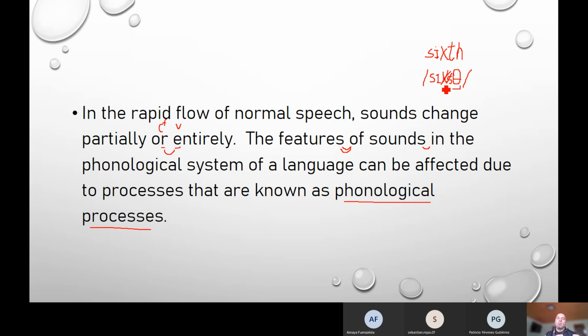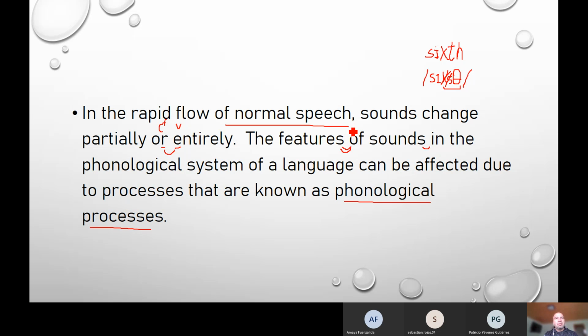So the idea is when we speak, sounds affect each other. Sometimes they disappear, sometimes they are linked or connected, sometimes they assimilate features that are present in other sounds. So that's what we're going to be doing now. We're going to be working with these features of connected speech that are phonological processes that affect the speech, and also affect the way we perceive or understand the message.